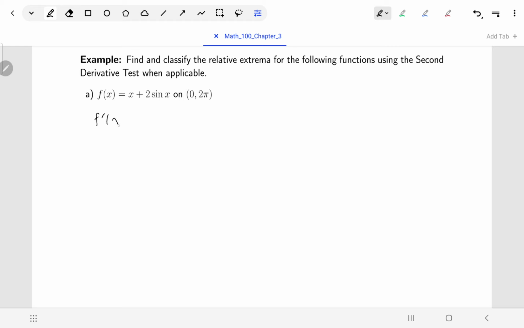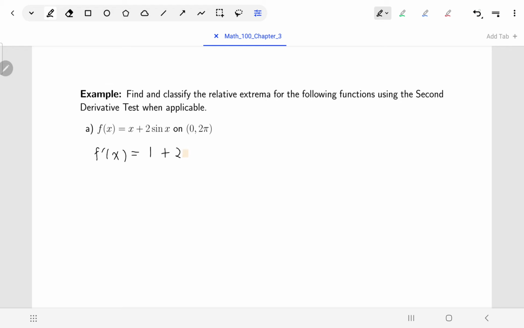So let's find out where we have critical numbers then. Because I know I don't have any places where my function is undefined, and I don't find any places where my first derivative is undefined either. The derivative of x is 1, the derivative of 2 sine x is 2 cosine x, and we have a first derivative that's defined everywhere. So I guess we will only find critical numbers where f prime is 0.